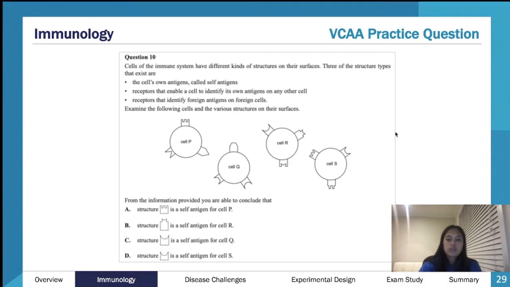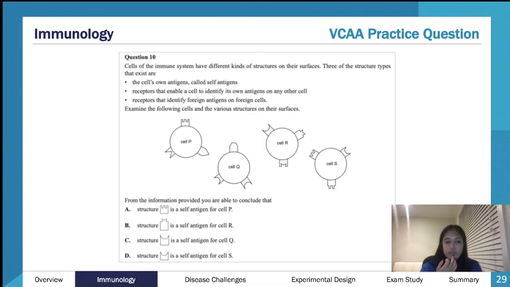Okay, I'm going to probably race through this question. So cells of the immune system have different kinds of structures on the surfaces. So you've got self-antigens, receptors for self-antigens, and then receptors for foreign antigens. So hopefully that makes sense. So you've got a self-antigen. So you can see that they've all got three things. So you've got a self-antigen, you've got a receptor for self-antigens, and you've got a receptor for foreign antigens.